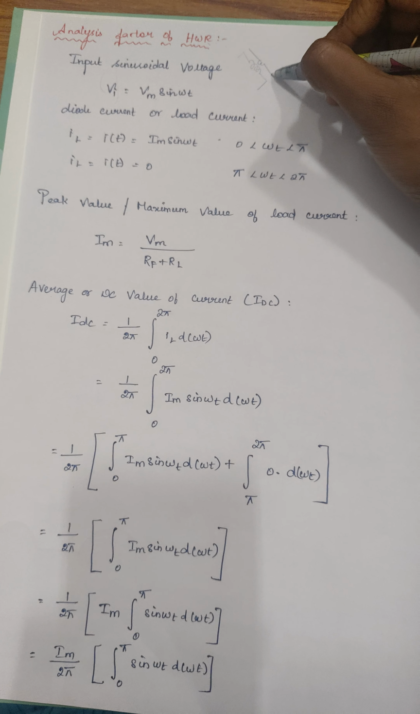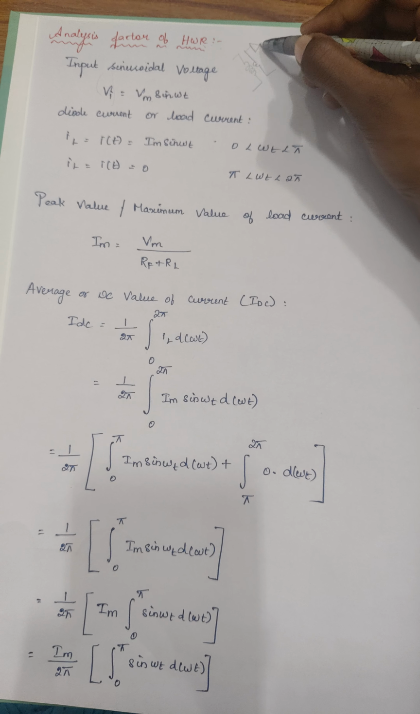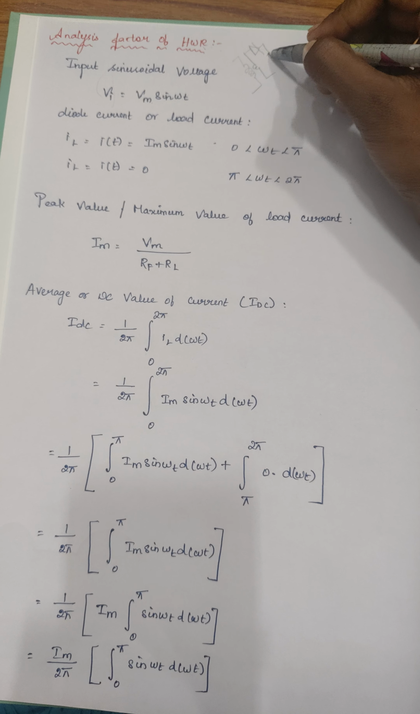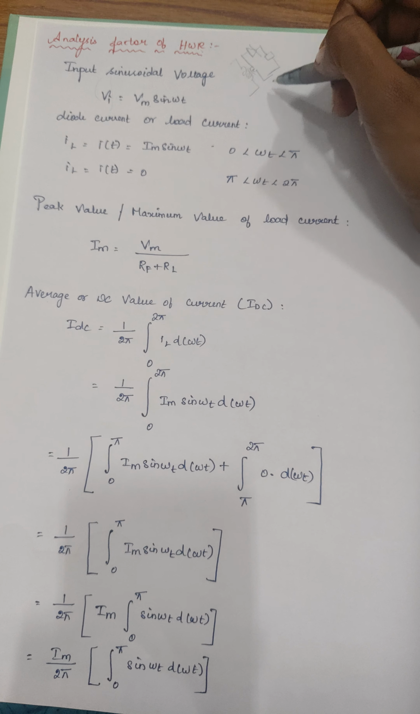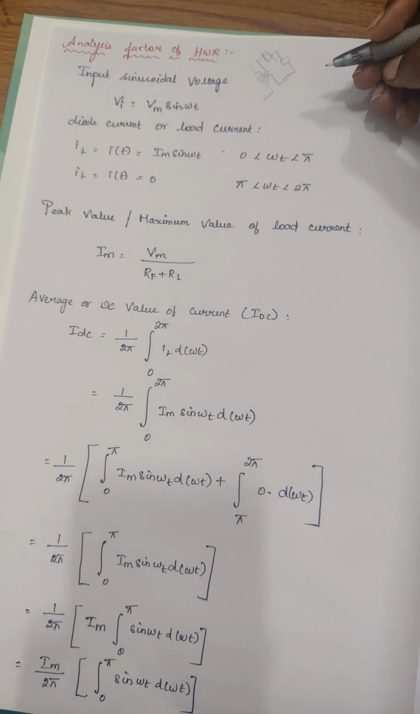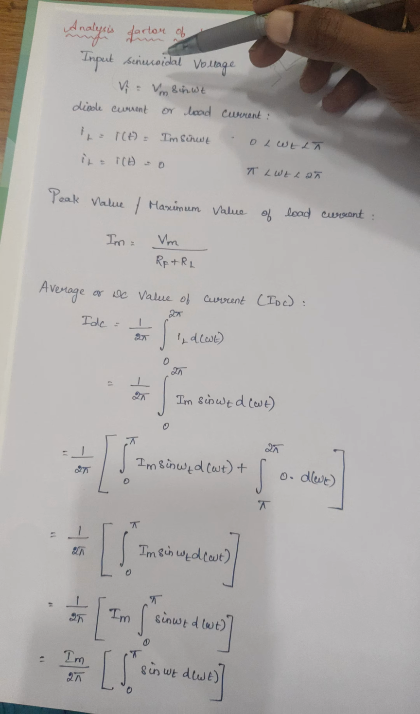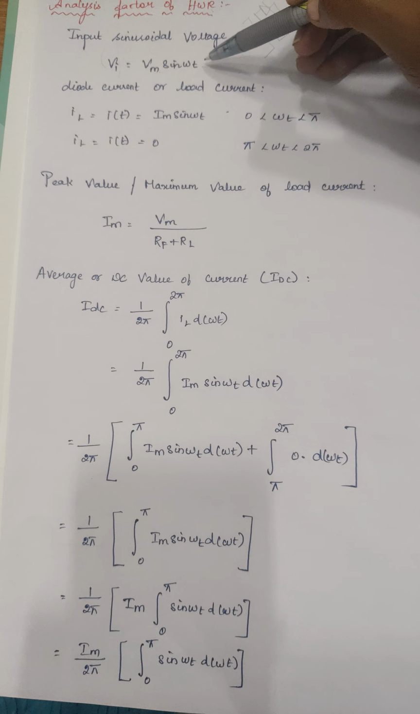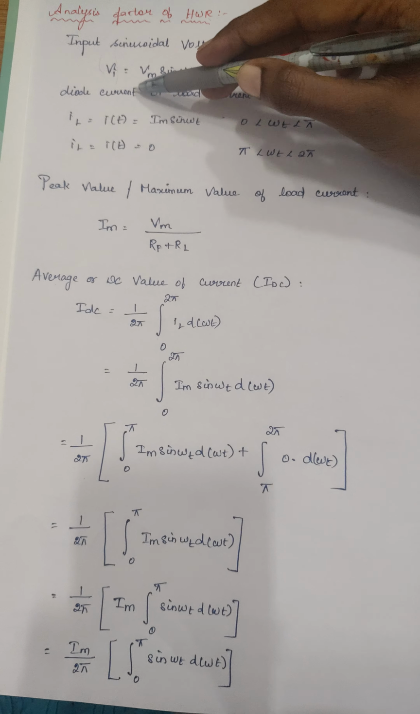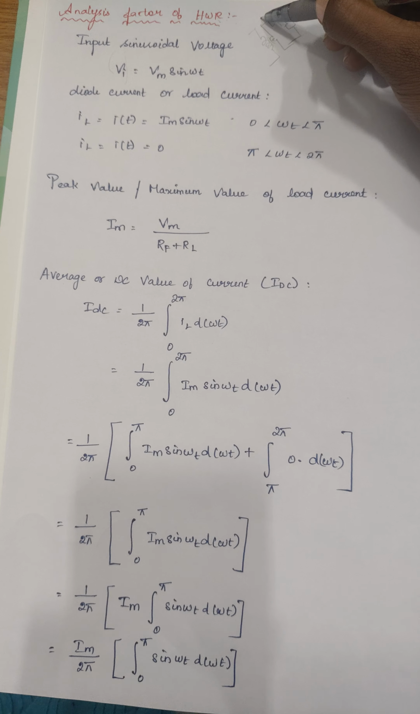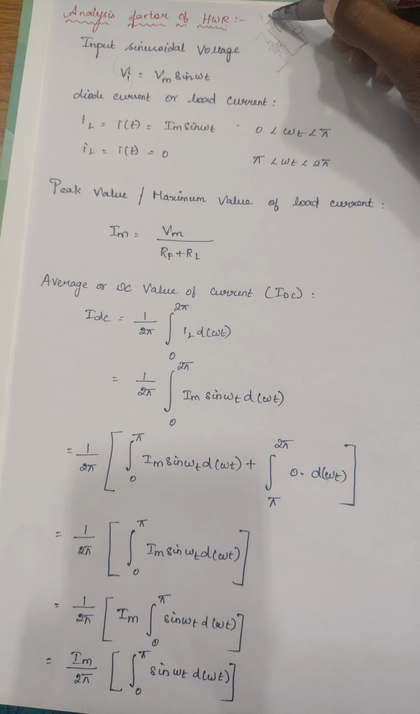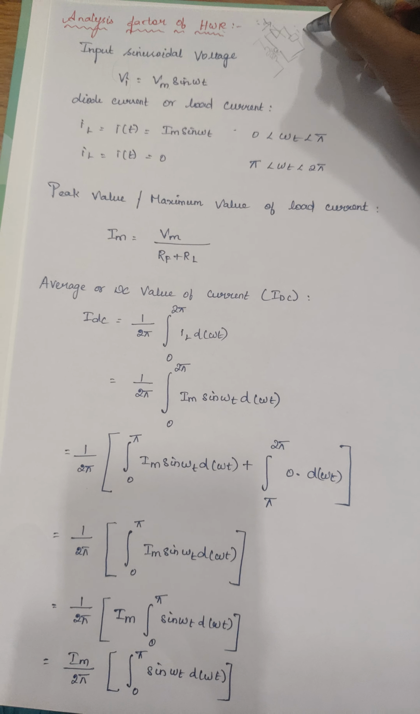This is the step down transformer, then this is a diode, then this is the load resistance RL. So this is the construction diagram of the half wave rectifier, right? This is the input voltage Vi is equal to Vm sin omega t. Then this is the diode current or load current. Diode current means the current that passes through the diode, ID, or the load current, which is IL.